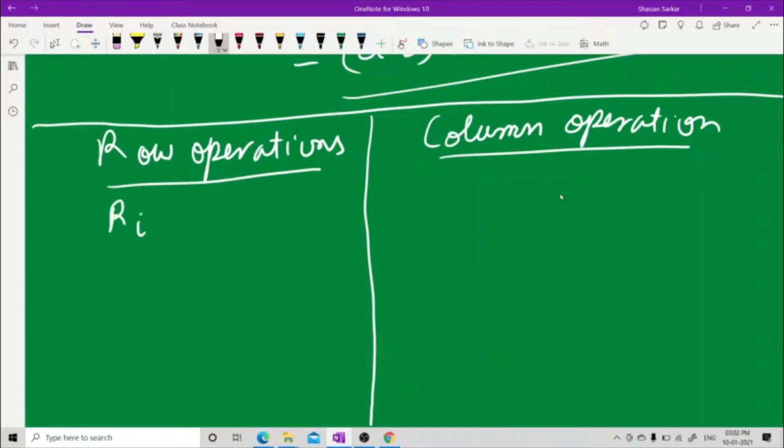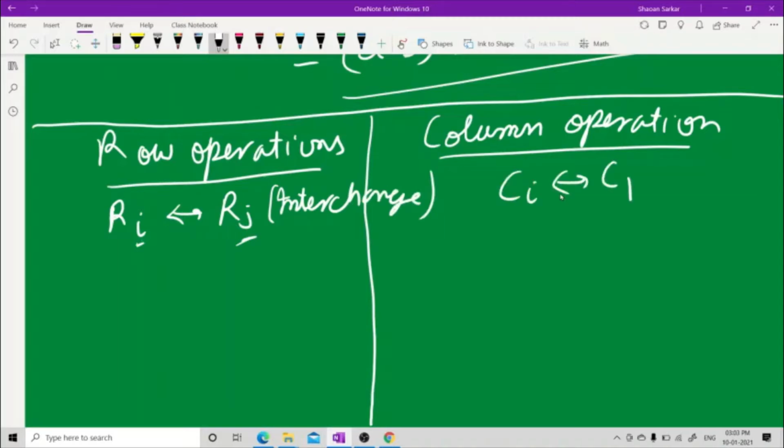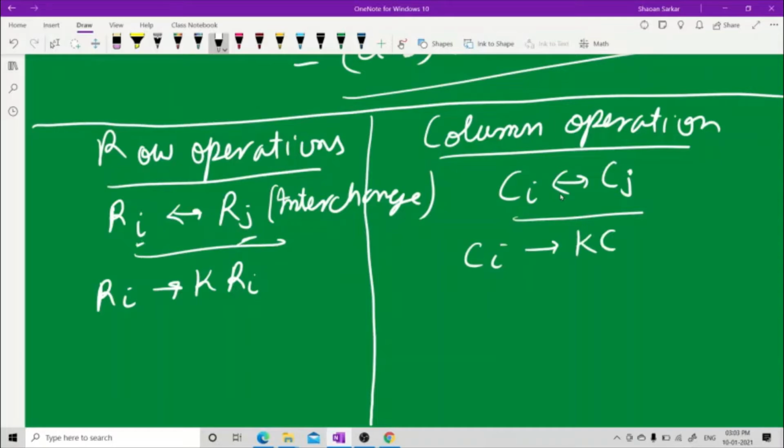This is Ri replaced with Rj: the ith row is replaced with the jth row. This is the row interchange. Similarly, you will have this type of interchange as Ci to Cj, the column interchange. Now Ri is to be replaced with k times Ri, or similarly Ci is replaced with k times Ci. K is some number. This k is different, or they may be the same.